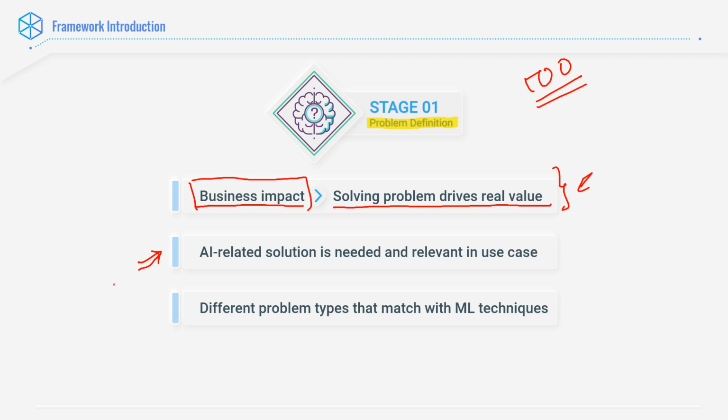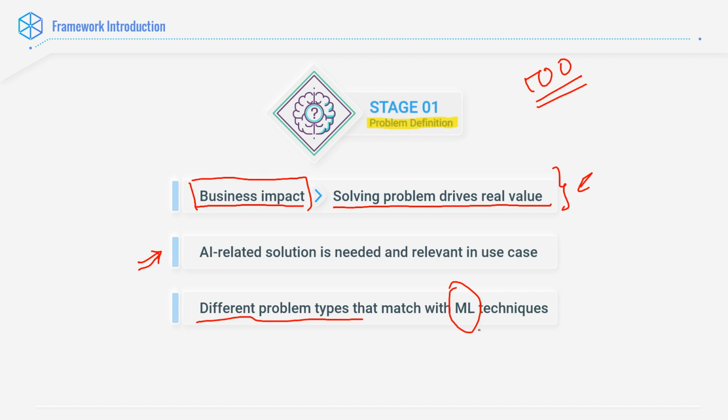Once we understand a problem thoroughly, then we can actually choose the approach. Is it a machine learning problem? Is it a deep learning problem? What kind of problem in machine learning is it? So that appropriate resources can be allocated.